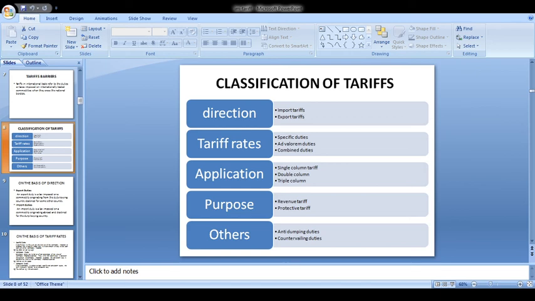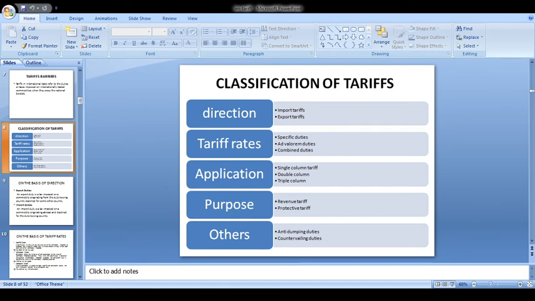First is specific duty. A specific duty is a flat sum per physical unit of the commodity imported or exported. Thus, a specific duty is a fixed amount of a duty levied upon each unit of a commodity imported. For example, tax 35 rupees per kg of sugar.